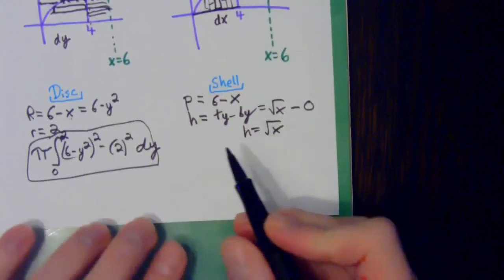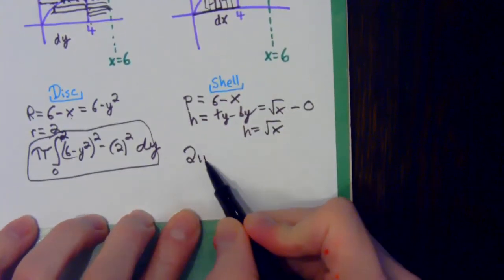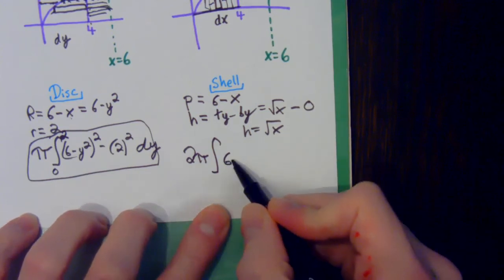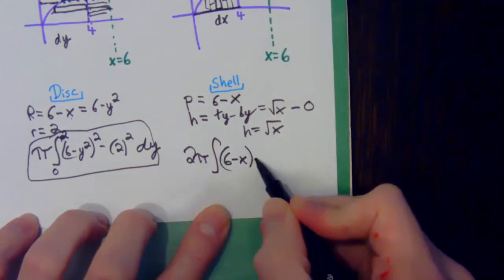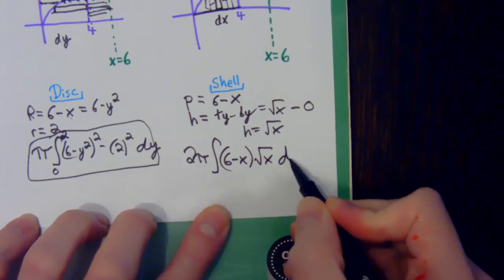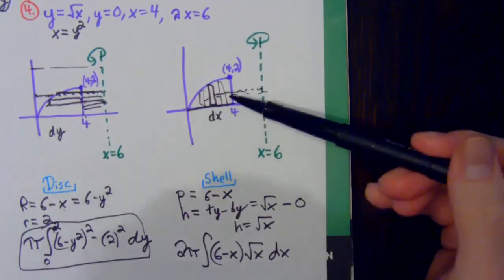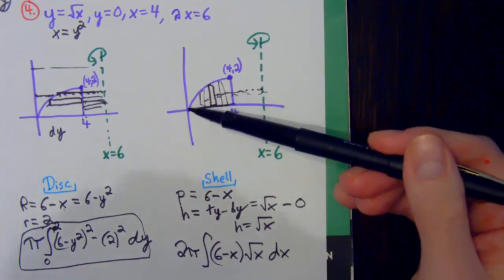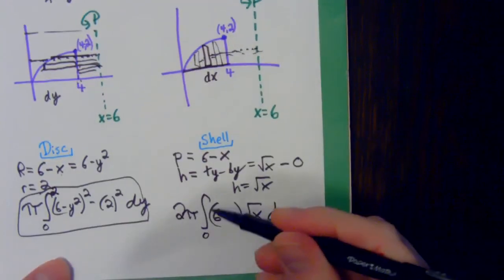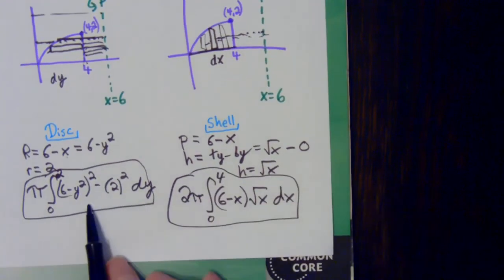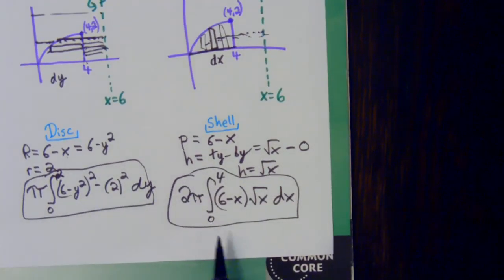And so when you set it up with the shell method, you have the 2 pi out front. And then your formula for the shell method is just p times h. So multiply those two things together. This time it's a dx problem, which means you're going to use the x's that take you across this bounded area, left to right. You're going from x equals 0 to x equals 4. And there is your setup with your disk method and your shell method.